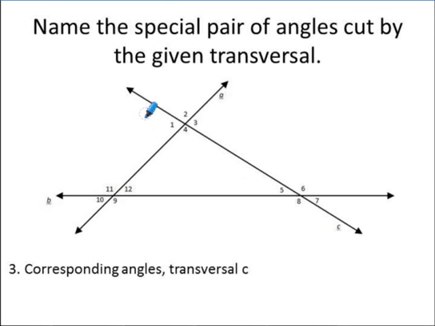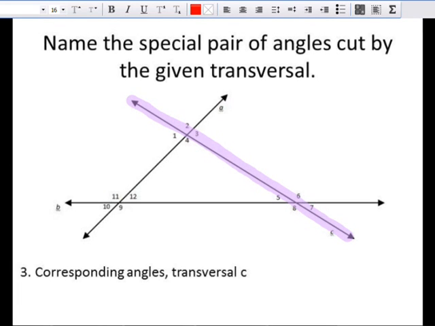Transversal C again, so let's highlight the transversal. I think a highlighter or a crayon or something in this unit is useful just to highlight the angles or the transversals, however you want to do it. So we have corresponding angles, transversal C. There's lots of choices here. Corresponding is the one that was like the same intersection. So 1 and 5 correspond. 2 and 6 correspond. 3 and 7 correspond. And then, of course, 4 and 8 correspond. So any of those would have been an acceptable answer.